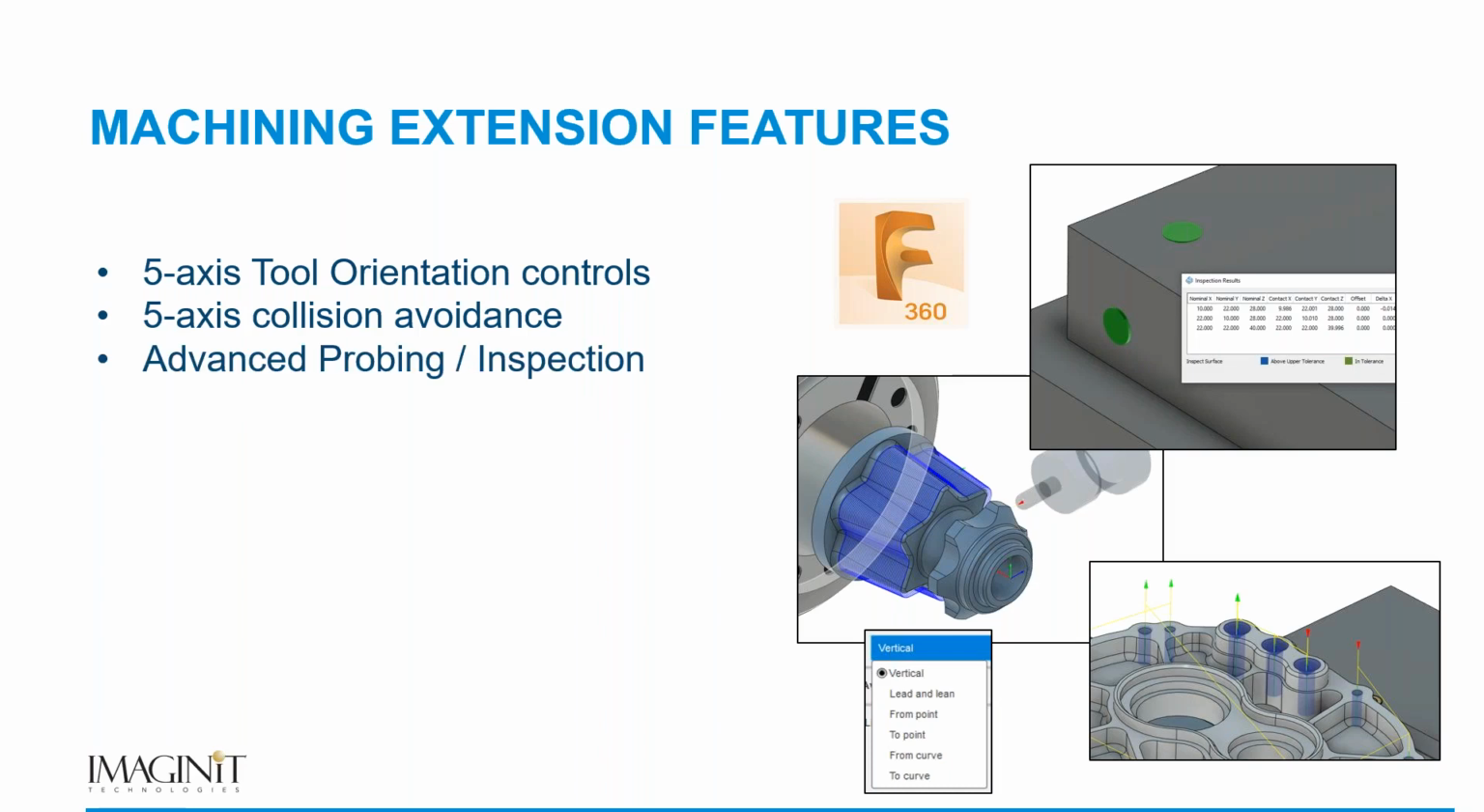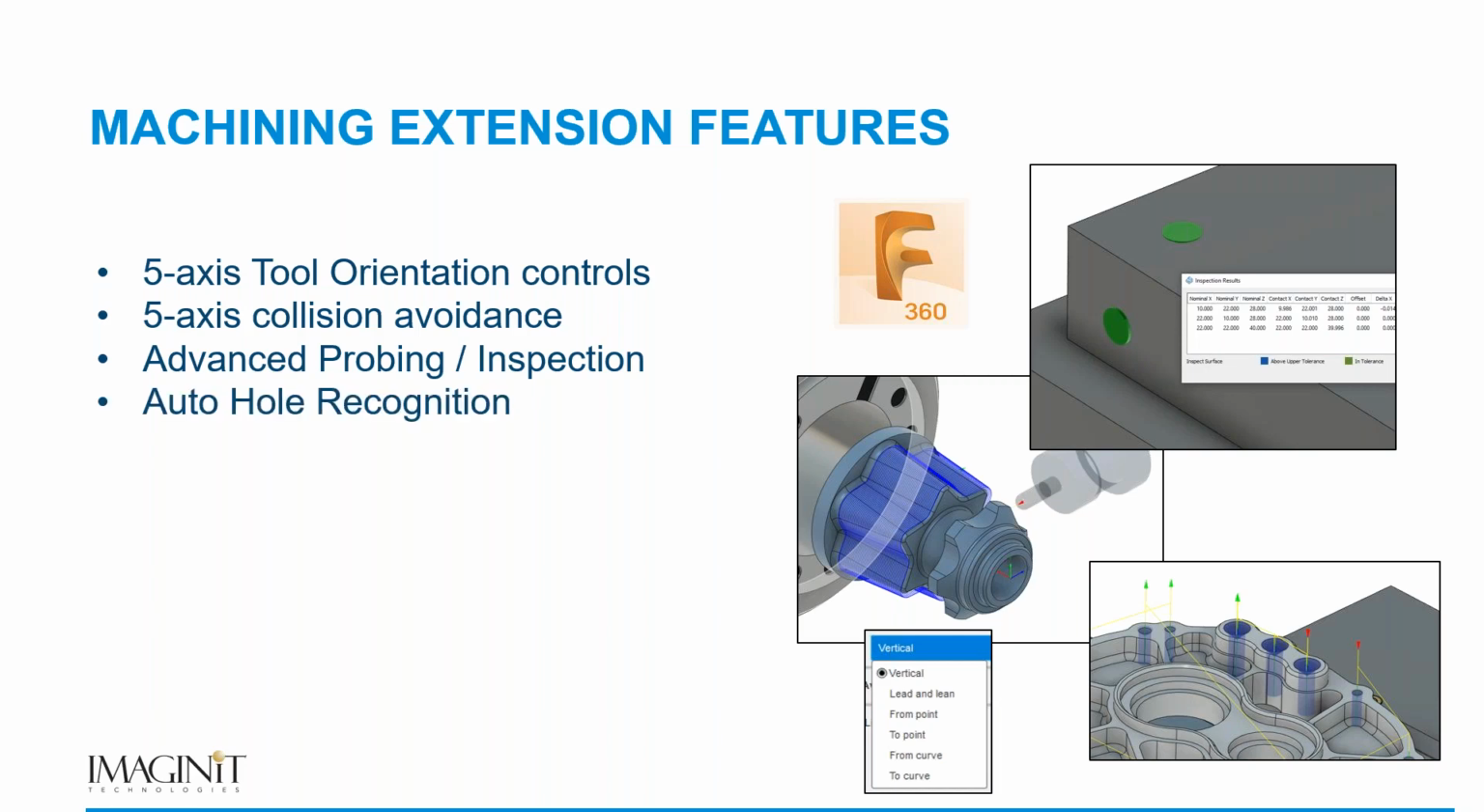You also get some advanced probing and inspection features, so you can probe for geometry and indicate if the geometry is in tolerance and the position is correct. You can also do surface inspection where you probe for points along a surface. You can then bring the results of your inspection on the machine back into Fusion 360, and you can look to see what is in tolerance and out of tolerance.